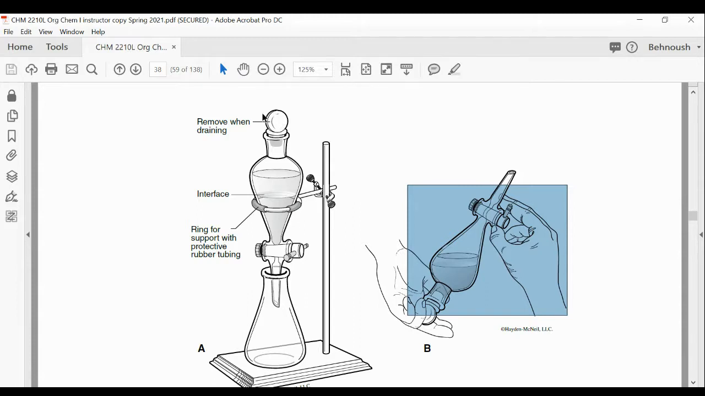So you want to make sure the cap is off, and you have to remove it when you are draining, and you allow the air to come in from the top and the liquid dispense from the bottom. And you would stop when you still have like 1 drop of the bottom layer. You don't want to bring the top layer from the separator funnel into the flask and mix it. So in general, that's how the extraction is done, and some of the conditions that I told you.